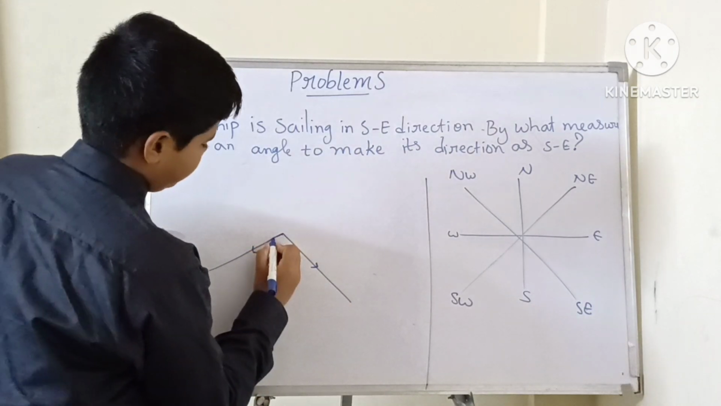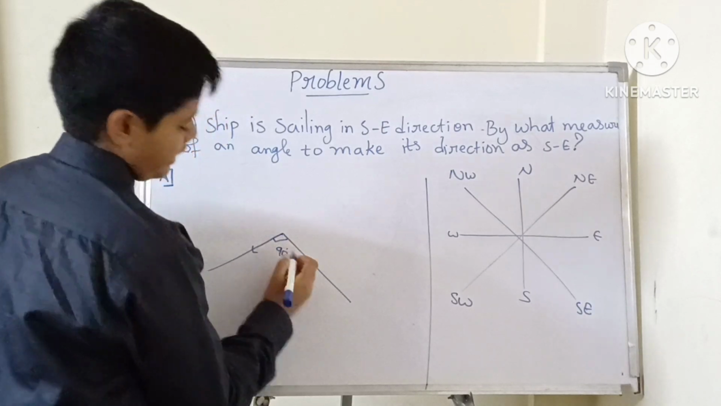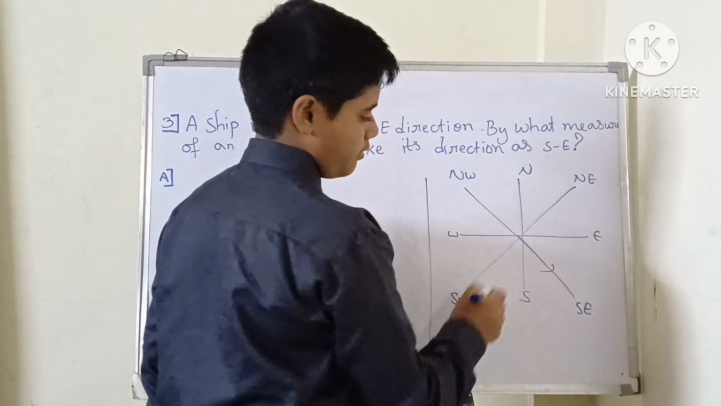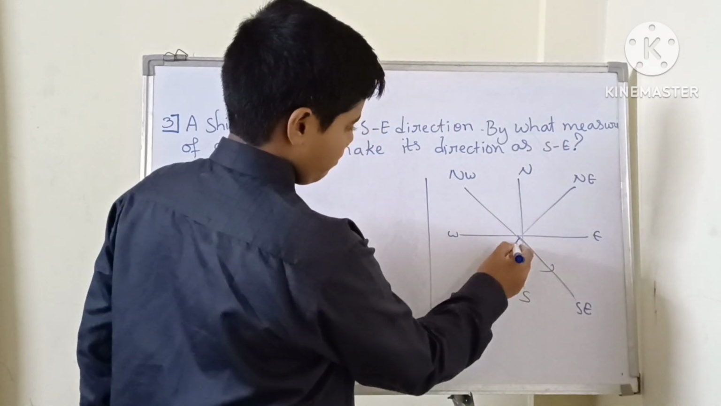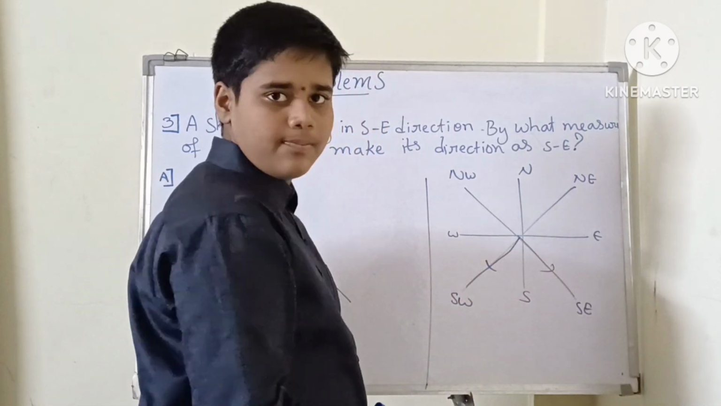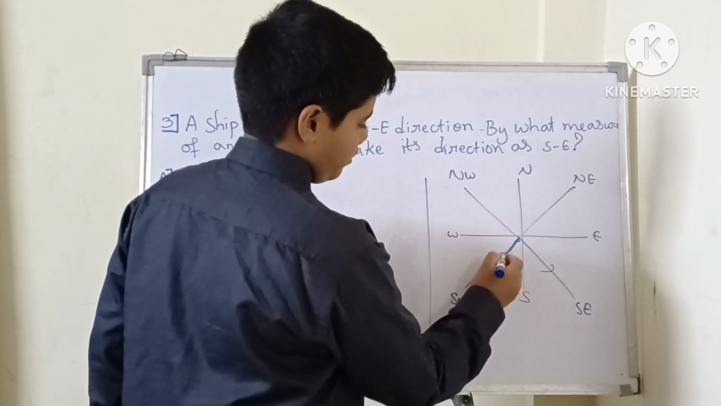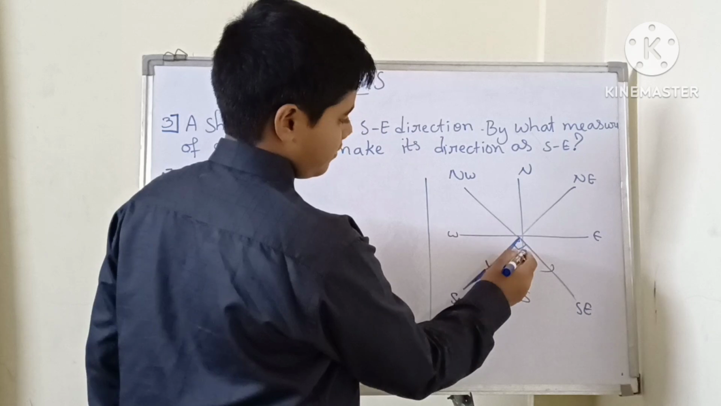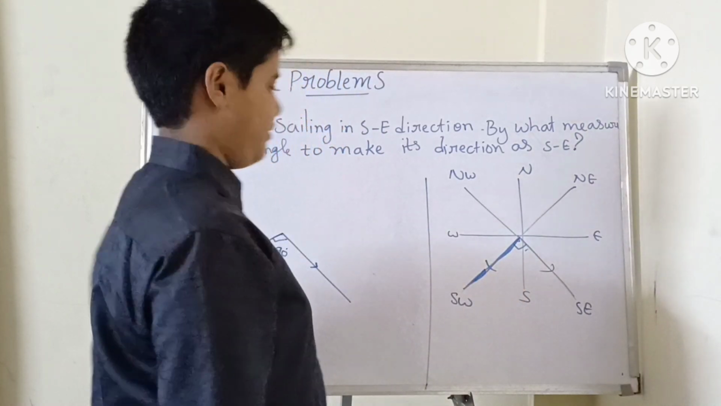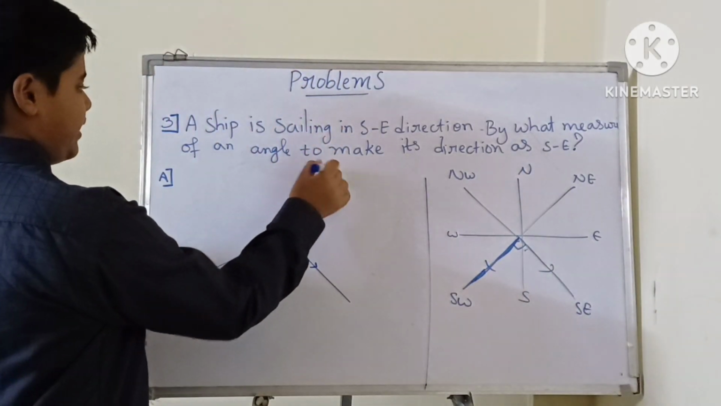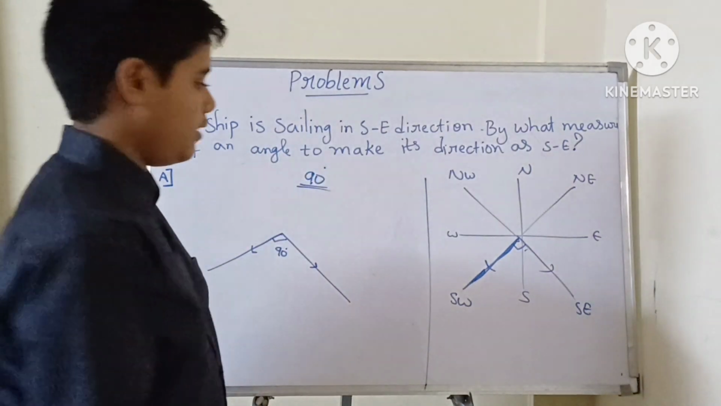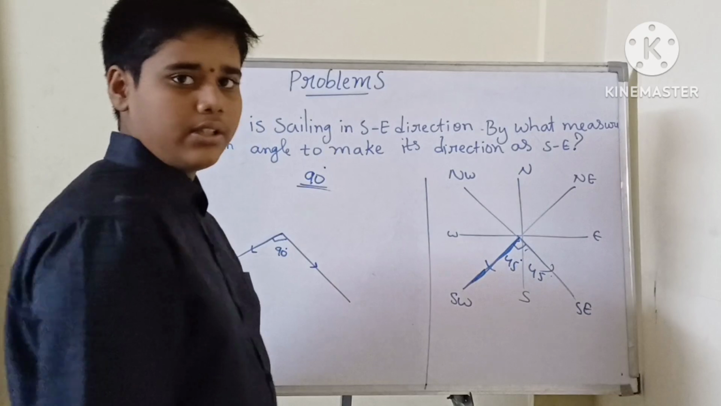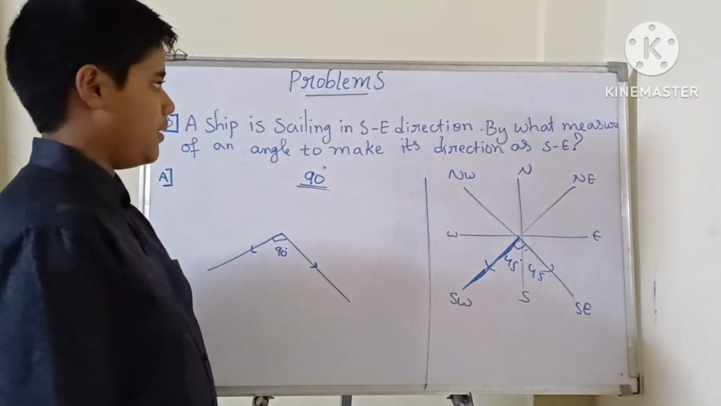Here the angle is 90 degrees. How? If you see here, a ship is sailing like this, and we have to turn it like this. We have to take it in this direction. So the angle between these two is 45 plus 45, 90 degrees. So the angle here is 90 degrees. Here 45 degrees, here 45 degrees. Okay, so this is the third problem.